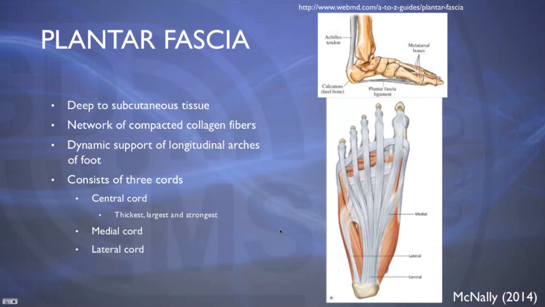It's deep to the subcutaneous tissue, and it's a network of compact collagen fibers. It's a dynamic support of longitudinal arches, and it consists of 3 cords. The central cord, which is located in here, is going to be the thickest, the largest, and the strongest. We also have a medial cord and a lateral cord that comprise all of the plantar fascia.